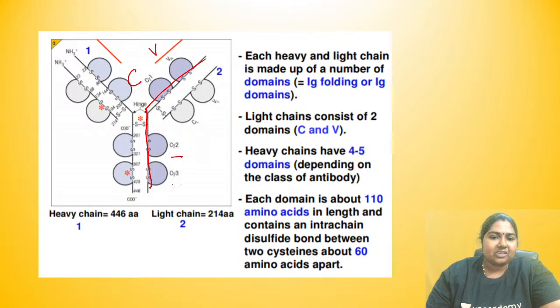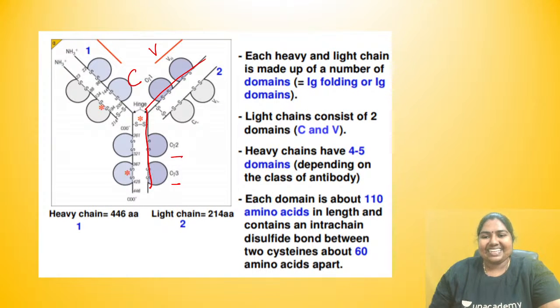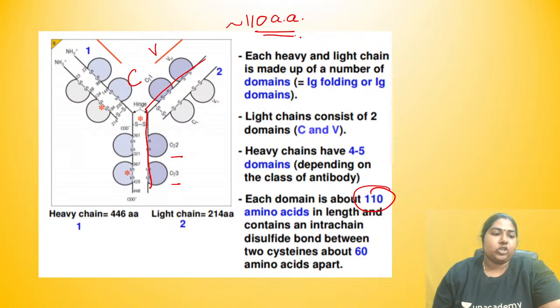Understood, everybody? These points you could have studied, but just revise one time, because these are highly basic things, but after reading so many concepts, you will forget the basics. The domains contain approximately 110 amino acids, and they will be linked by the cysteine.